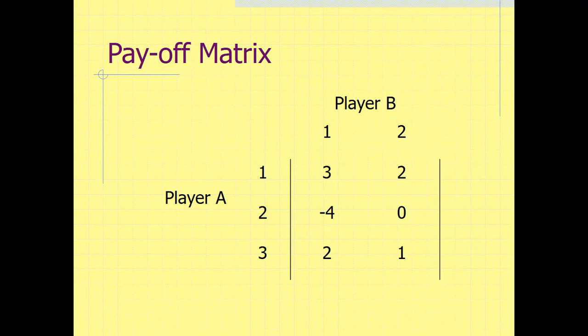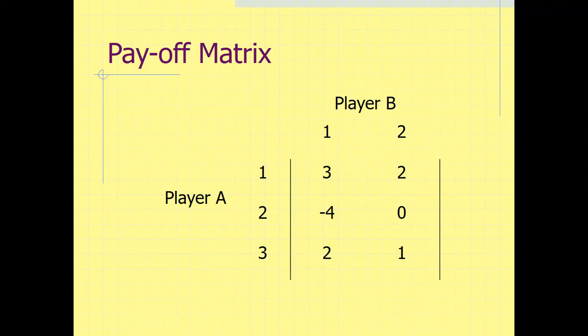Now let us consider this example. The matrix which shows the outcome of the game as the players select their particular strategies is known as the payoff matrix. For example, suppose player A has three strategies 1, 2 and 3 at his disposal, and player B has two strategies 1, 2 at his disposal, and the payments are made according to the following table.